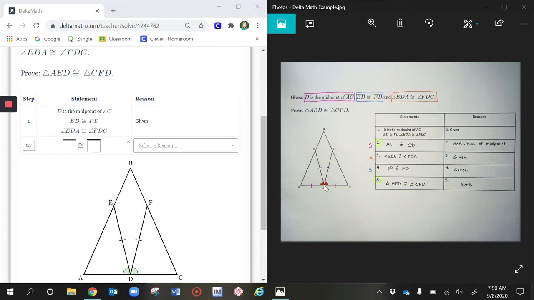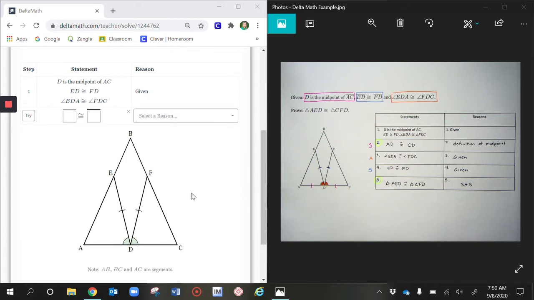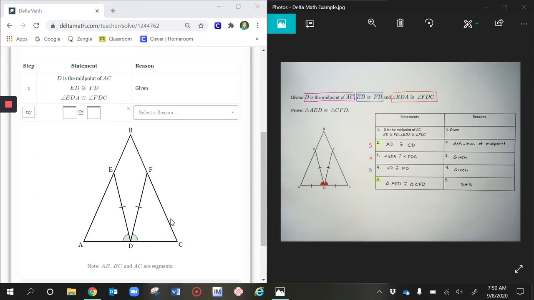So if D is in the middle, I can mark that section and that section congruent to each other. And then ED is congruent to FD. Now notice that that's already marked for us. And that's okay. That's totally fine. It's because it's given. And then angle EDA congruent to angle FDC. And again, those angles were already marked. So if you look over here, I just colored them in orange to kind of color code.